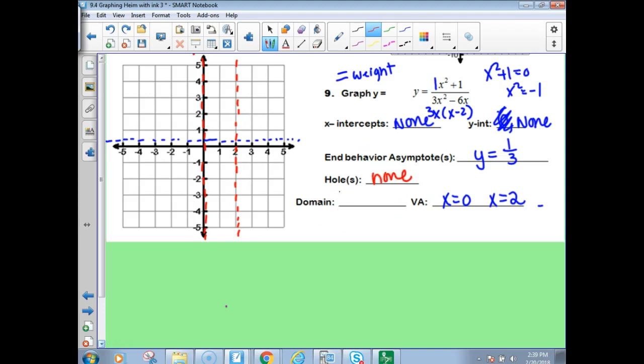No holes. All reals except x can't equal 0, x can't equal 2. Okay, if I did a t-chart, put in -1, I would have 2 on top. And the bottom would be 3 plus 6, which is 9. So -1 gives 2/9. Ooh, 2/9 is smaller than a third. So it's running along the asymptote this way.